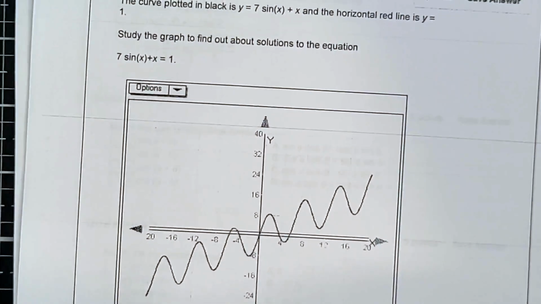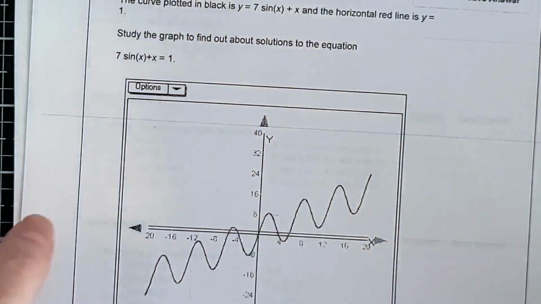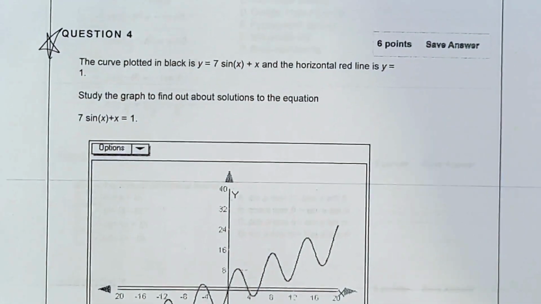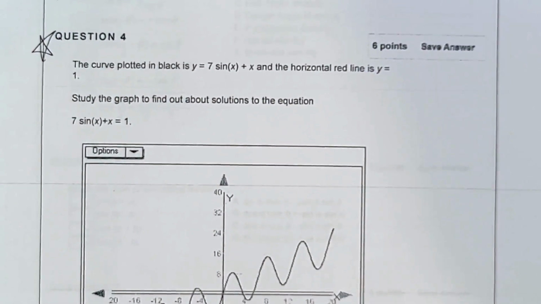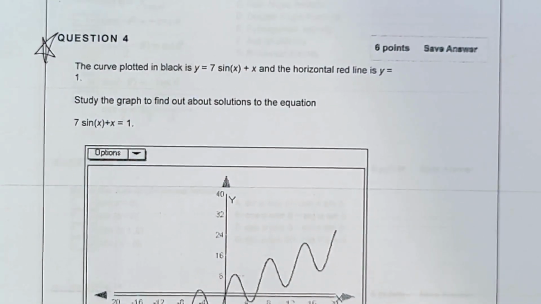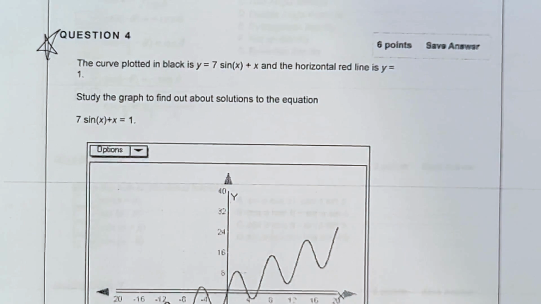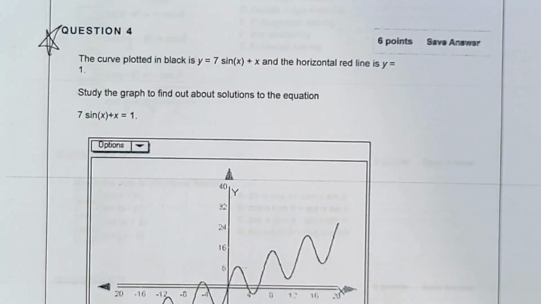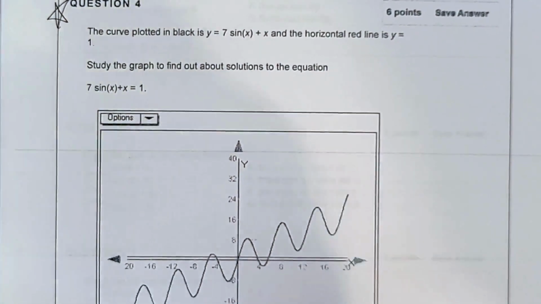Okay, question number 4. This one I saw on the test. It looks a little confusing, but it's really not that bad. So the curved plot in black is y equals 7 sine x plus x, and the horizontal line is y equals 1. Study the graph and figure out how many solutions you have. So basically you are counting how many times the graph crosses.